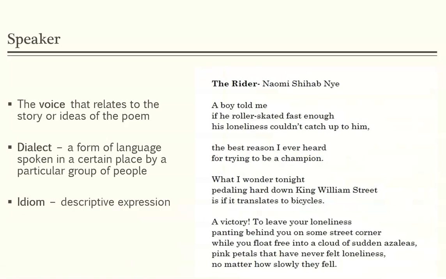If you take a look, here's a poem, The Writer by Naomi. Now you may be thinking that the speaker is the author Naomi, but it's not. If I read a little bit of it: a boy told me if he roller skated fast enough, his loneliness couldn't catch up to him. The best reason I ever heard for trying to be a champion. What I wonder tonight, pedaling hard down King William Street, is if it translates to bicycles. Based off that third stanza, one of my clues is that the speaker is a bicyclist. And he is thinking back to a time period when a boy on roller skates talked to him.